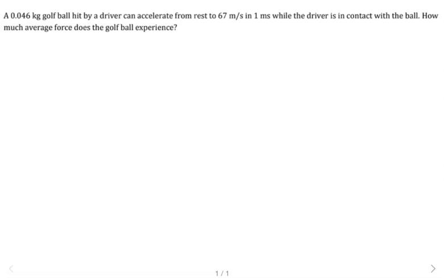Hi Physics fam, we are going to do a forces problem that involves a little bit of kinematics.